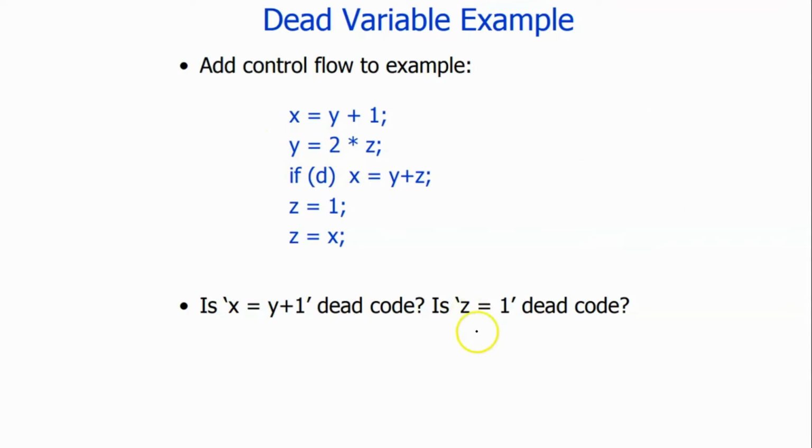So let's see this z equal to 1. Is this dead code? Is this dead code? This is dead code. This definitely is dead code because whatever execution you do, whatever possibility you consider, you will see that this definition will not be used anywhere. Because it is just z equal to x, you are just doing this. So this definition you are not using anywhere. So this is a dead code, so you can remove it.